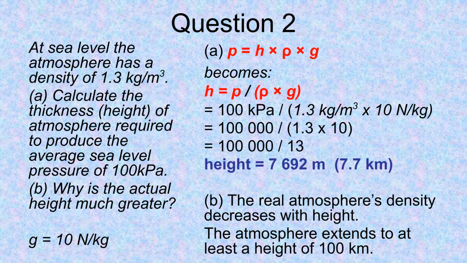Question 2 asks for the calculated thickness of the atmosphere required to produce the average sea level pressure of 100 kilopascals, assuming a constant density of 1.3 kilograms per cubic meter.